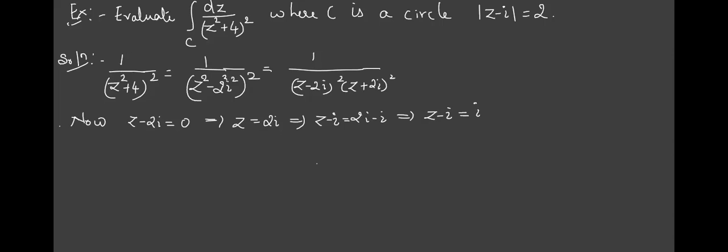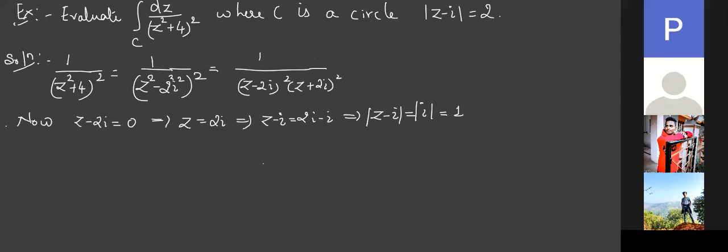Now we have the z minus i format, so I'll put a modulus for this. Modulus of this means modulus of i. What is modulus of i? 1. Now 1 should be compared with which number? 2, because for the given curve it is 2. What is the relation between 1 and 2? 1 is less than 2. So what does this imply? Inside. This point, z equal to 2i, is inside C.